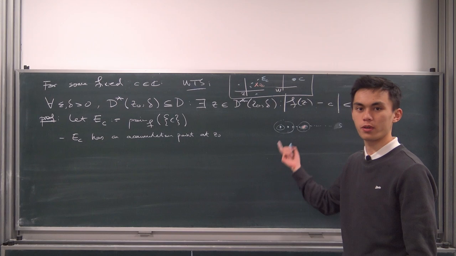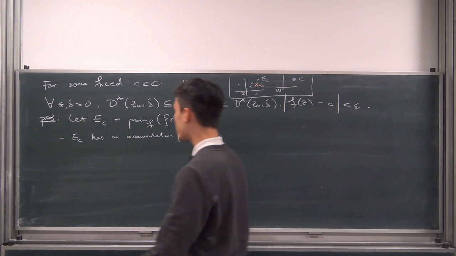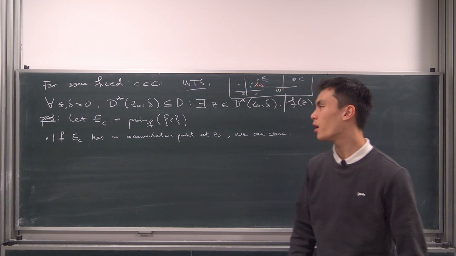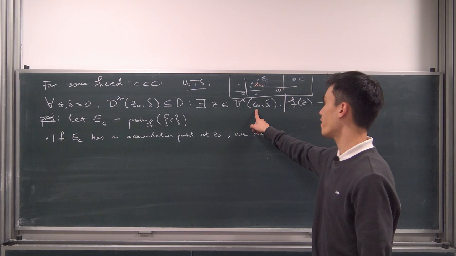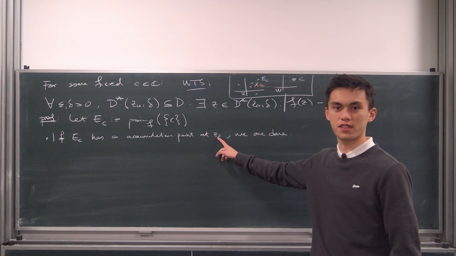So what happens if our set E sub c has a point of accumulation at exactly z naught? If this is true over here, then we're basically done. Because what are we trying to show? We're trying to show that every single neighborhood of our essential singularity has some point z which maps to exactly c. But if z naught isn't an accumulation point, well, that means that for every single neighborhood of z naught, there's going to be points in E sub c.